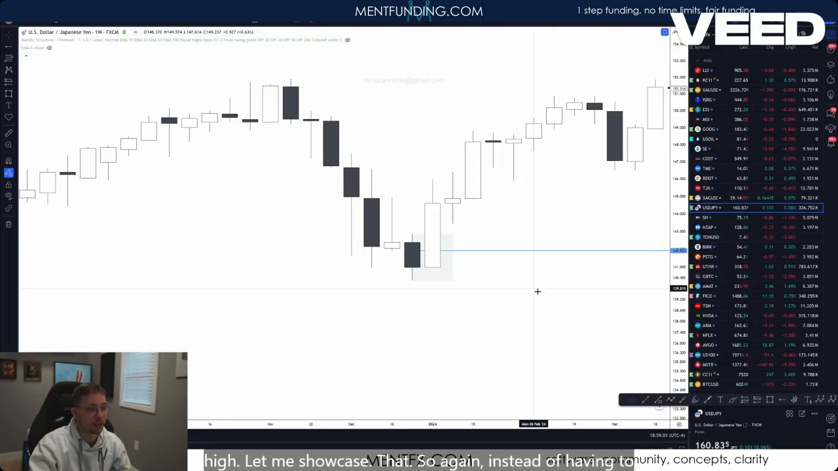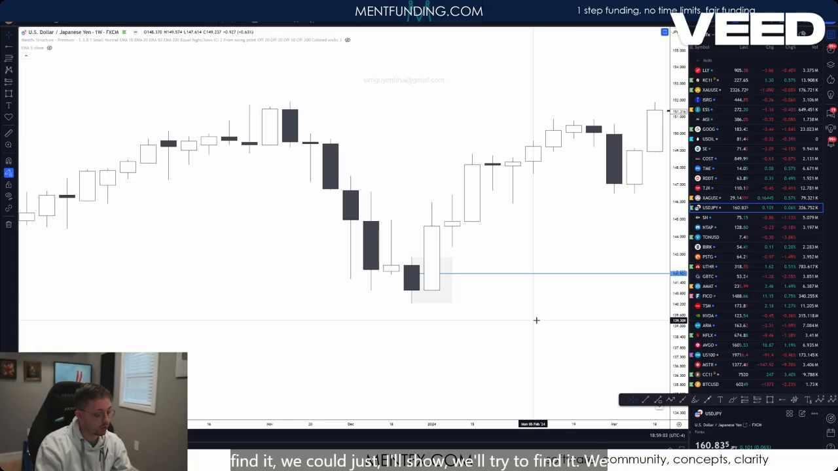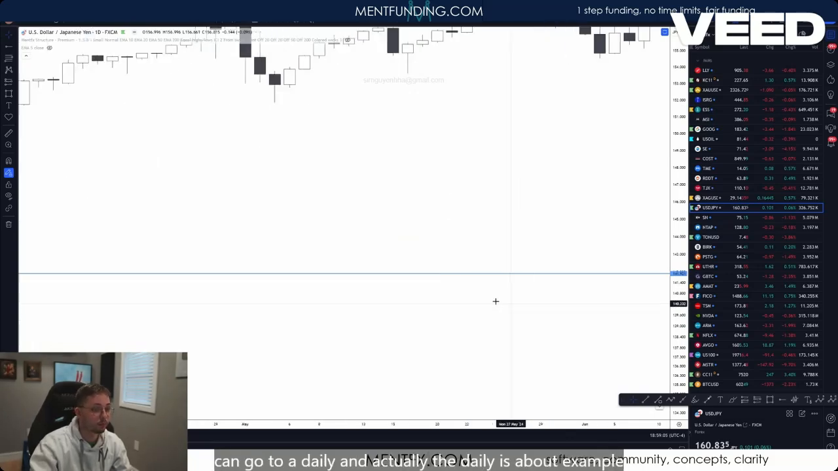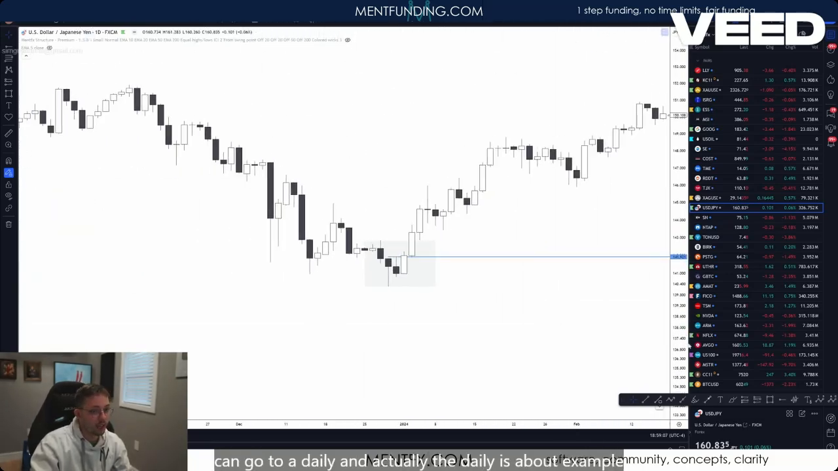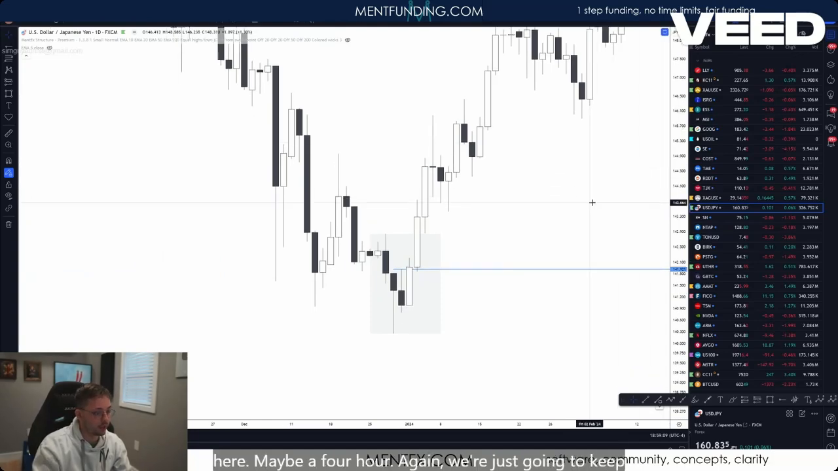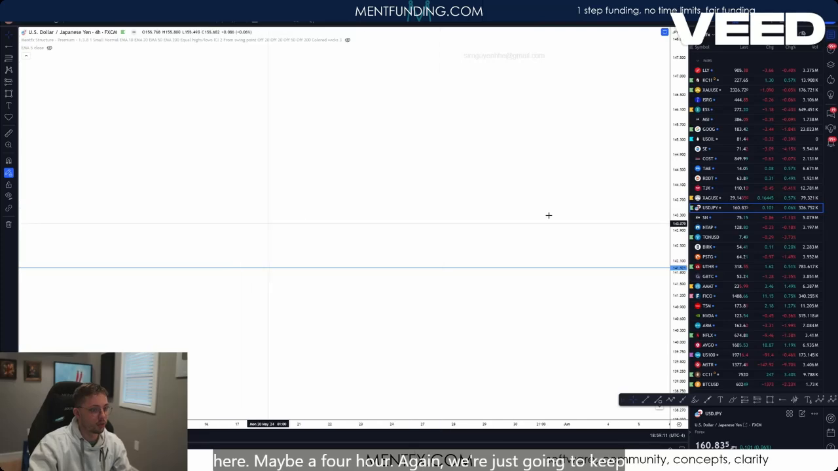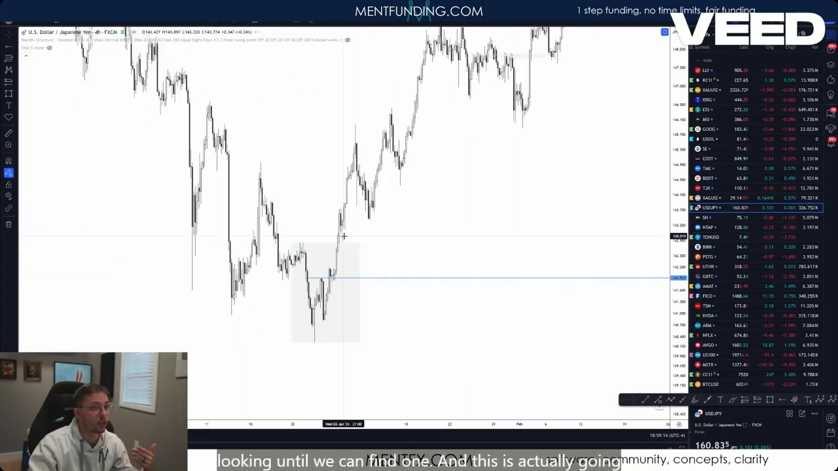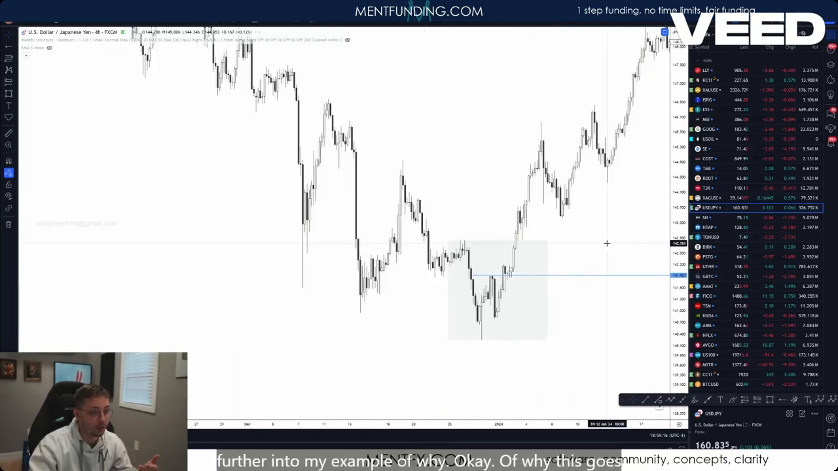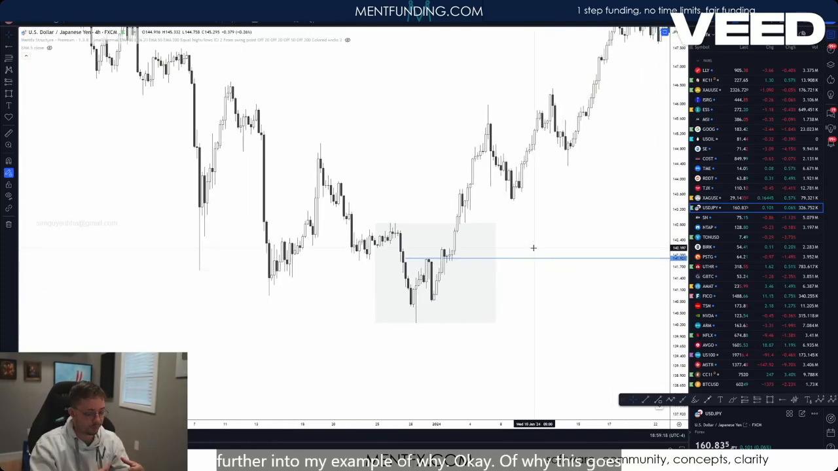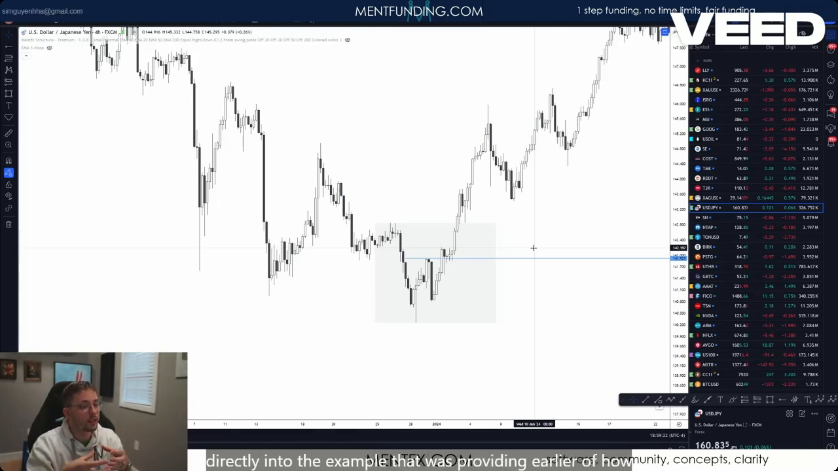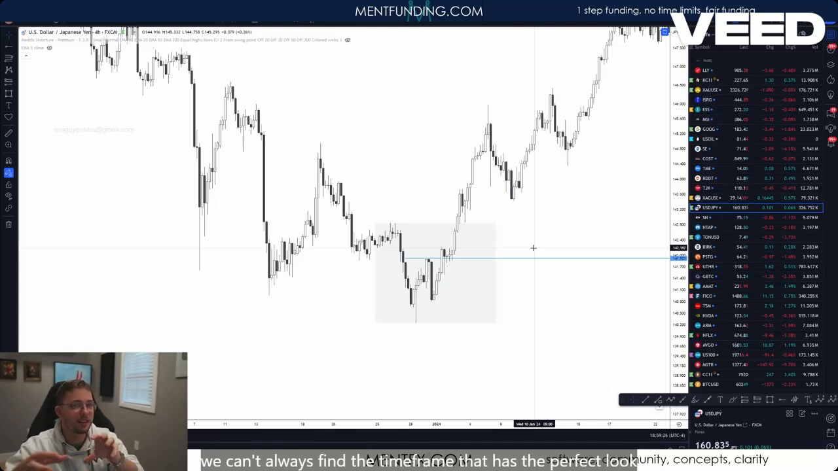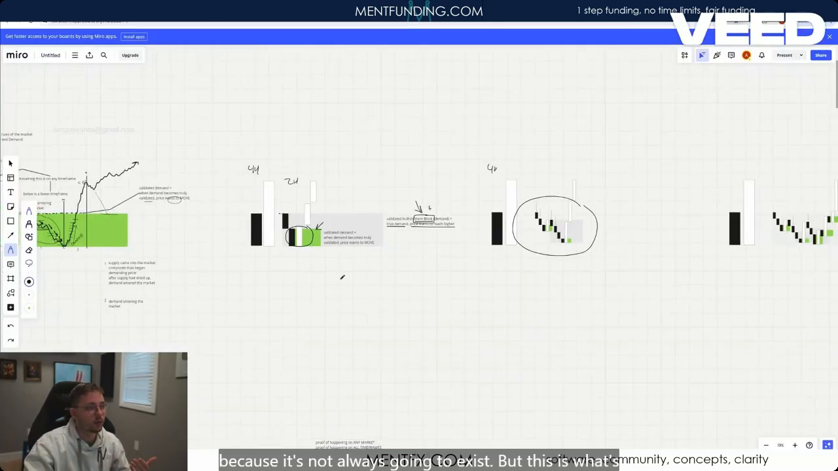Let me showcase that. So again, instead of having to find it, we'll try to find it. We can go to a daily. And actually, the daily is a bad example here, maybe a 4-hour. Again, we're just going to keep looking until we can find one. And this is actually going further into my example of why this goes directly into the example that I was providing earlier of how we can't always find the time frame that has the perfect look, because it's not always going to exist.